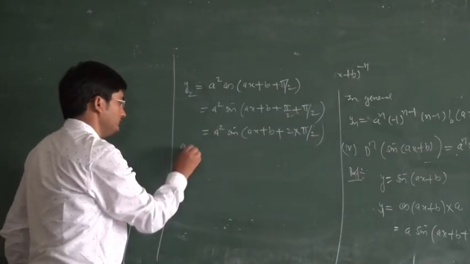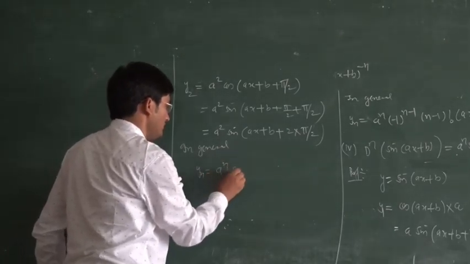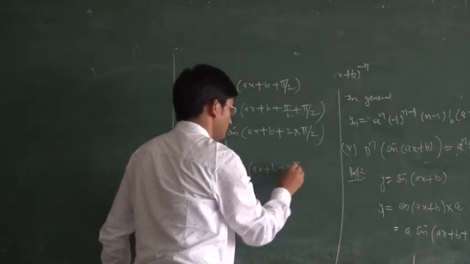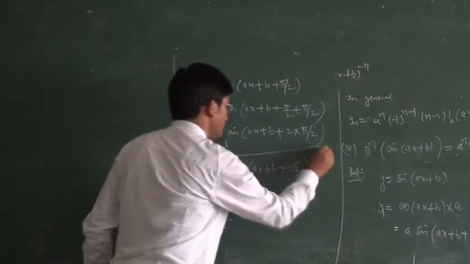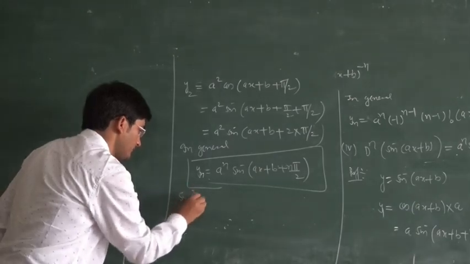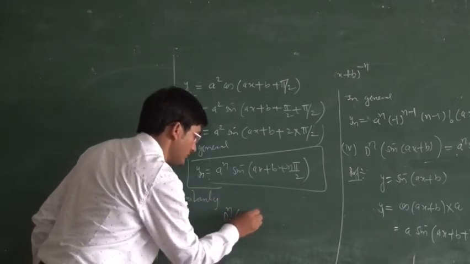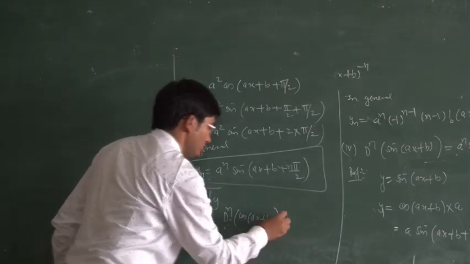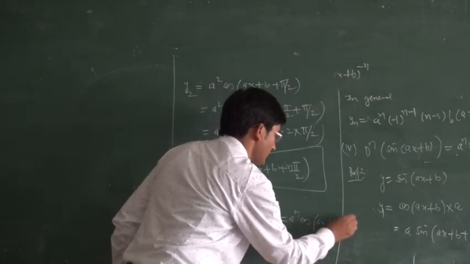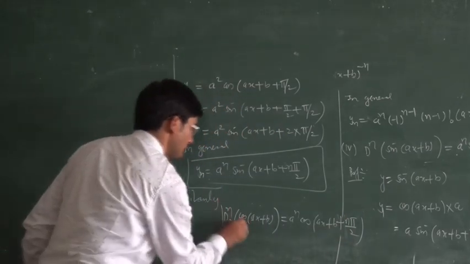In general, your nth order derivative will be a^n sin(ax+b+n pi by 2). So this is your nth derivative of sin(ax+b). Similarly, your nth order derivative of cos(ax+b) is equal to a^n into cos(ax+b+n pi by 2). This is your nth order derivative of cos(ax+b).